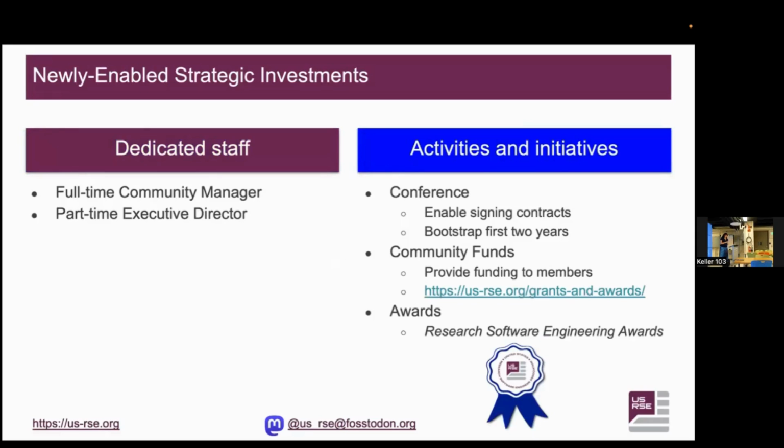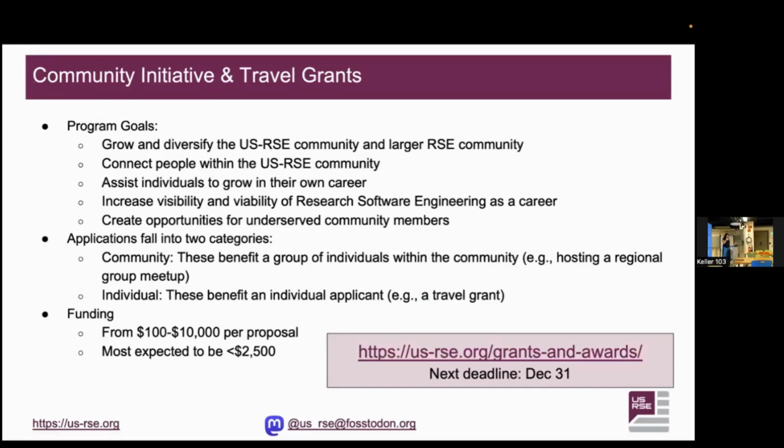We have awards. So, for example, with the community funds, the idea is that you can apply for something between $1 and $10,000, if it has the possibility to support research software, a project, or a workshop.